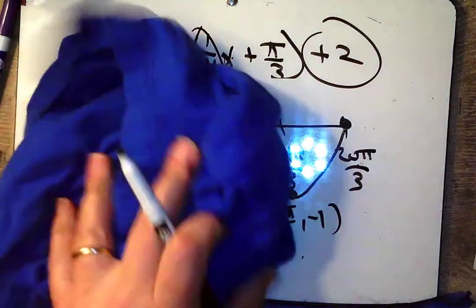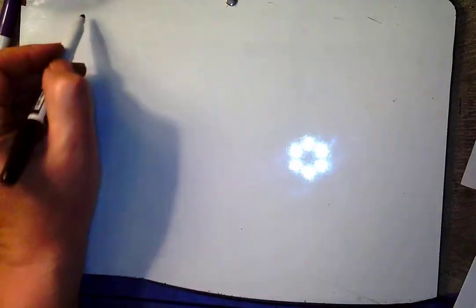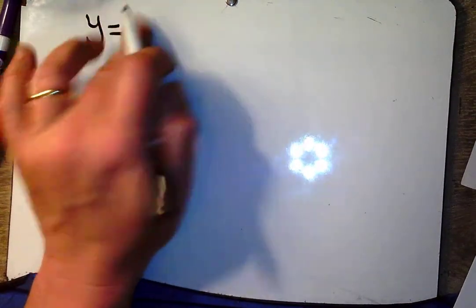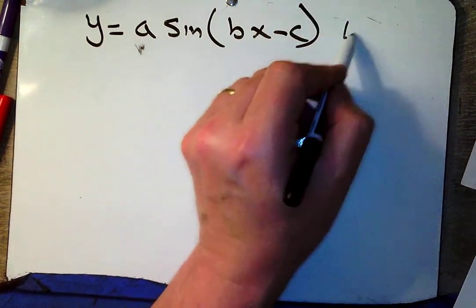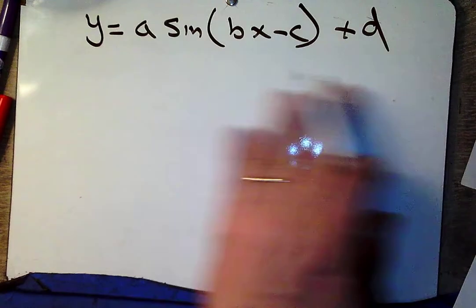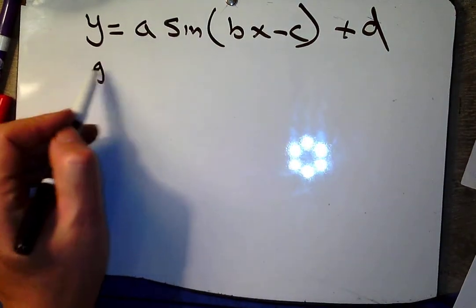Good. Let's do some more complicated going backwards problems. Oh, by the way, I want to change things just a little bit. And by a little bit, I mean, I think that we really need to consider a different approach going backwards. So if I have y equals a sine bx minus c plus d, this was the form we used for graphing.